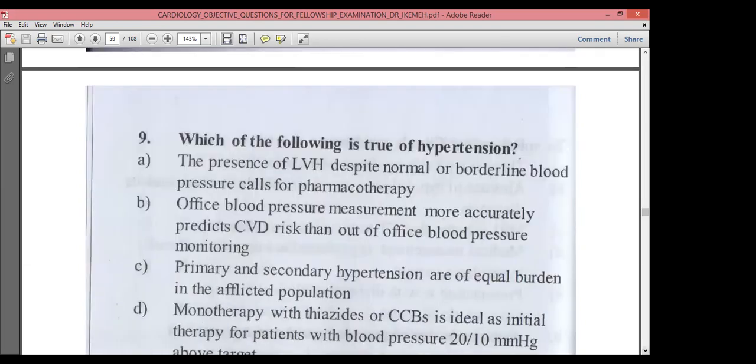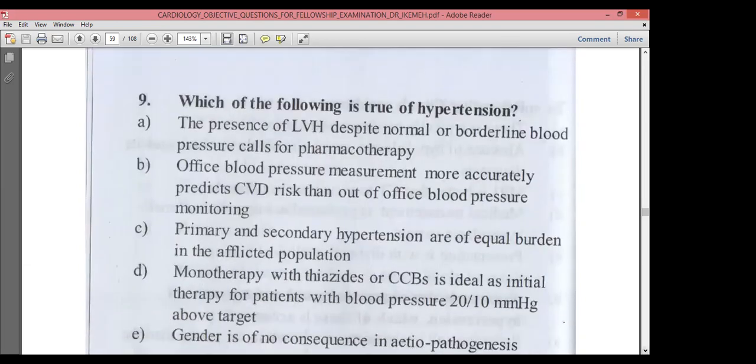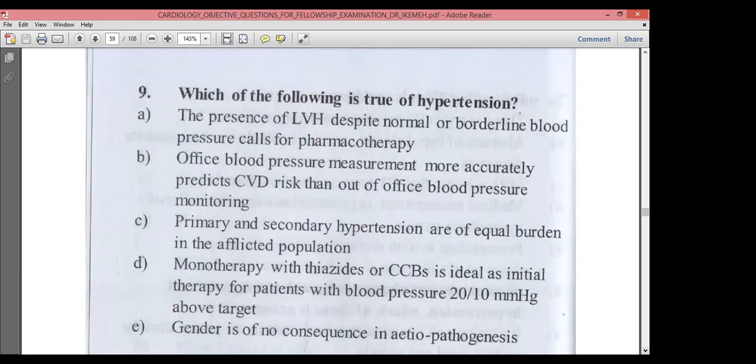So any contribution towards that? So question 9. Which of the following is true of hypertension?